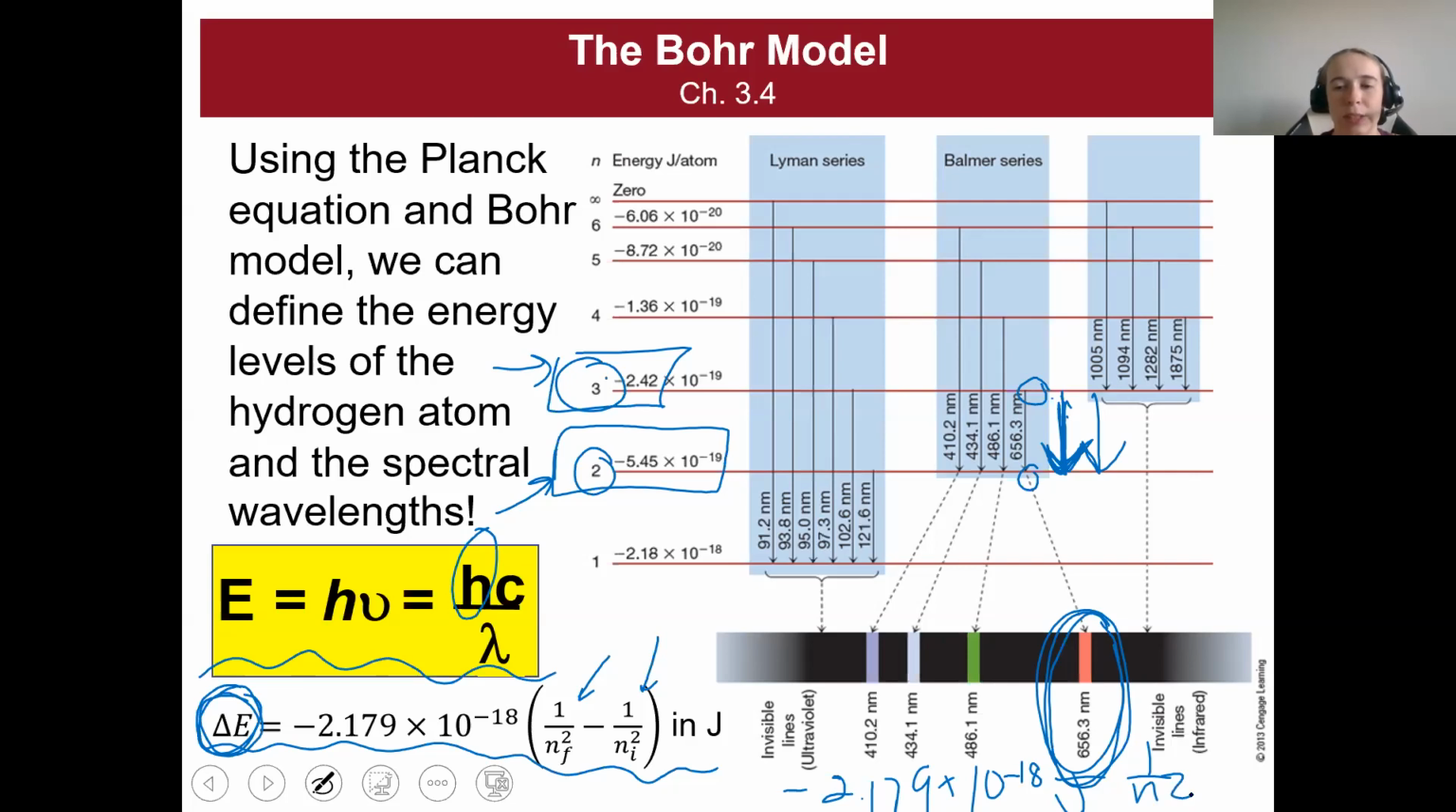That is just the energy of the electron, so I'll call that E electron. This energy, the energy change, is the energy of a photon. Okay, those are the differences. So let's do a practice problem.